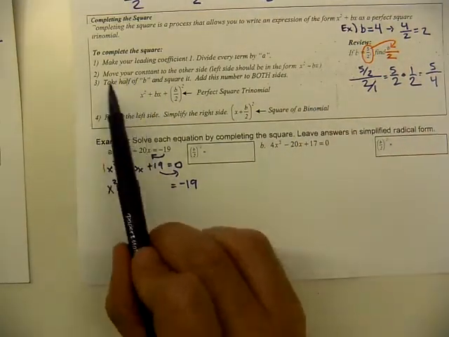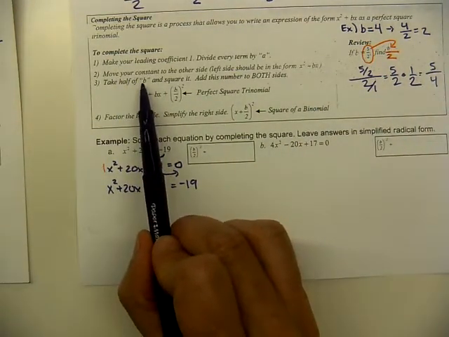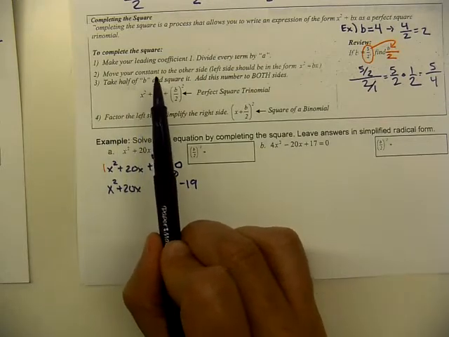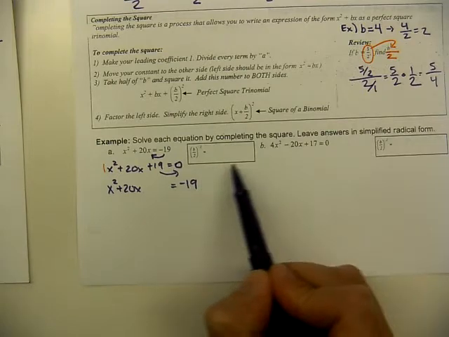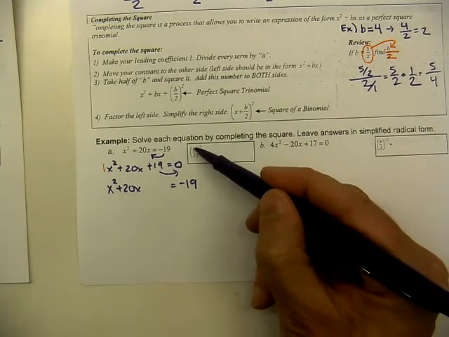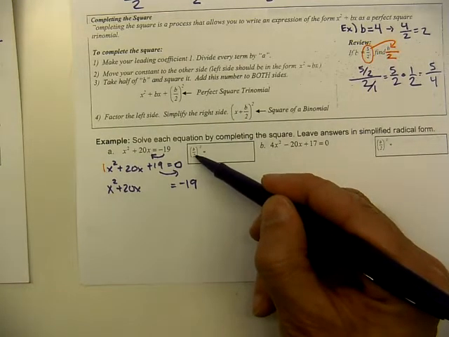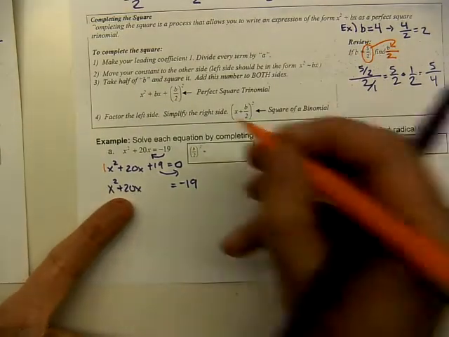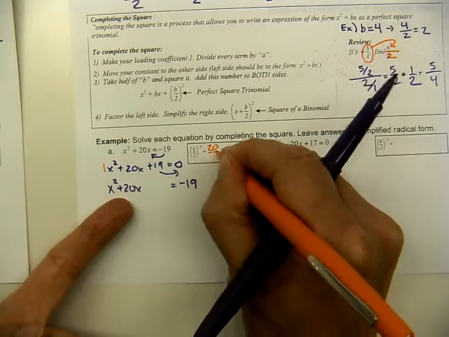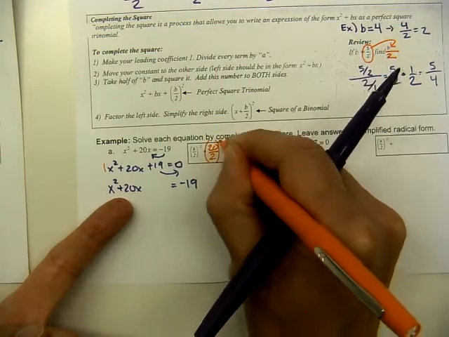So step number 3, now we want to take the value of b, take half of it, and then square it. That's what this box is for. It's our thinking space. That's what it's illustrating. Take the value of b, divide it by 2, take that result, and square it. So you can see our value of b is 20. So we want 20 divided by 2, take that result, and square it.